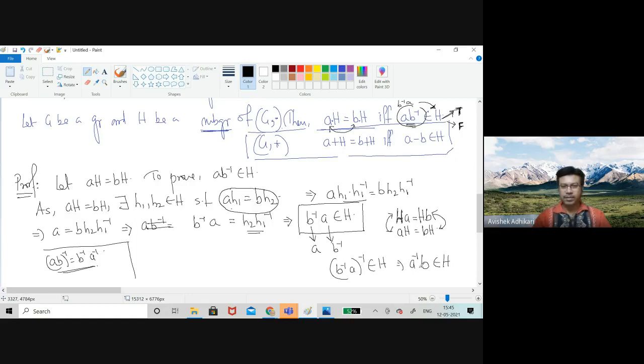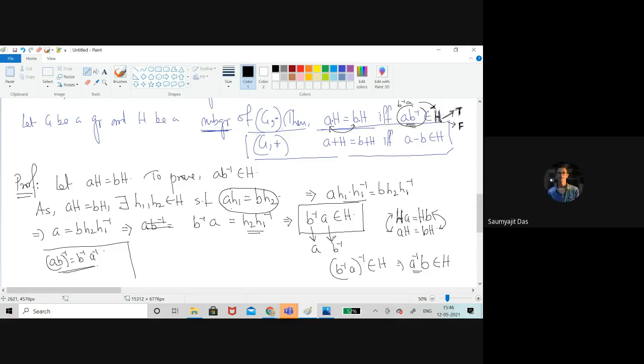So that part we have already seen, that A inverse B is within H. Now we need to prove AB inverse is within H, and that too we don't know whether that is true or false. That is the discussion that we are now currently doing. Somebody says that that is false.